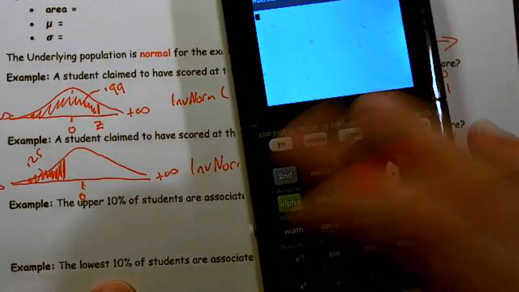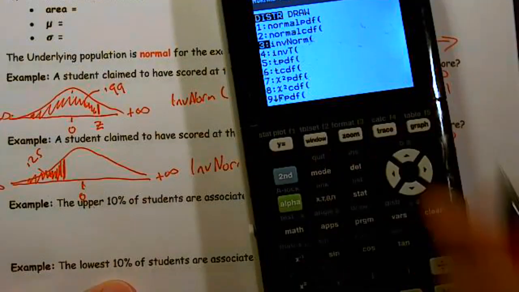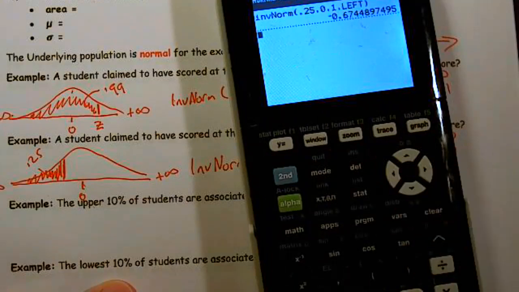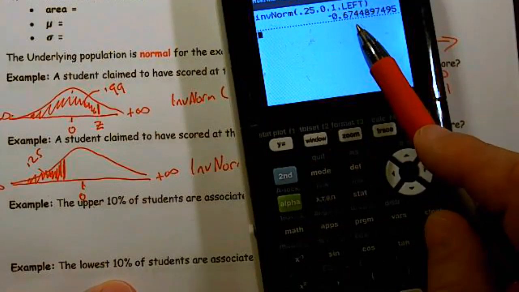So second vars, inverse norm, 0.25, mean is 0, standard deviation is 1, and we get negative 0.6744.